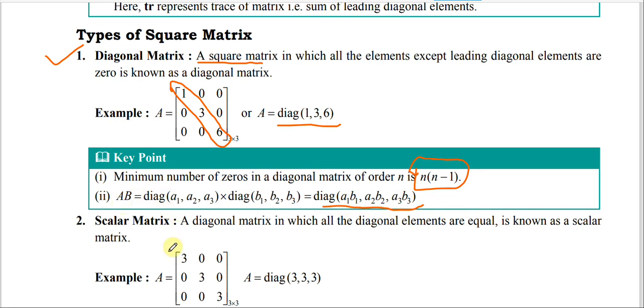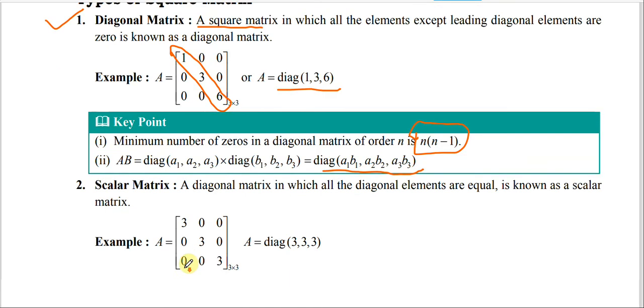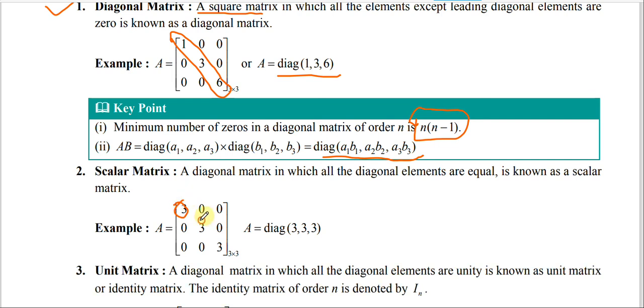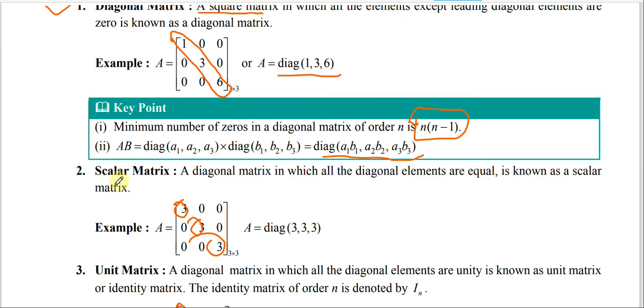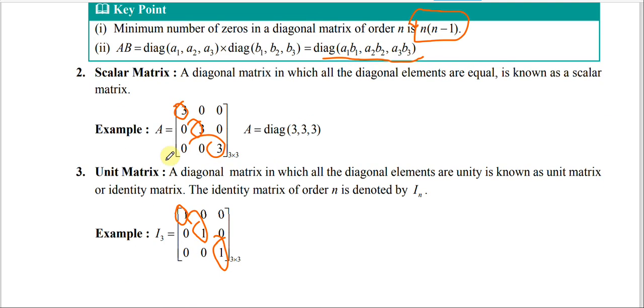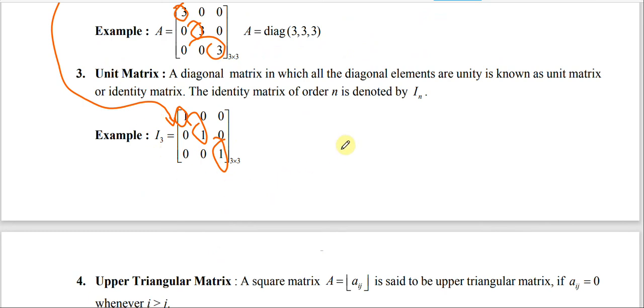A scalar matrix is also a diagonal matrix in which all the diagonal elements are equal. Now if all the elements are 1, then it will be a unit matrix. Means a unit matrix is simply a scalar matrix with its elements equal to 1. We represent it as I1, I2, I3, no? So it is also a square matrix, no?